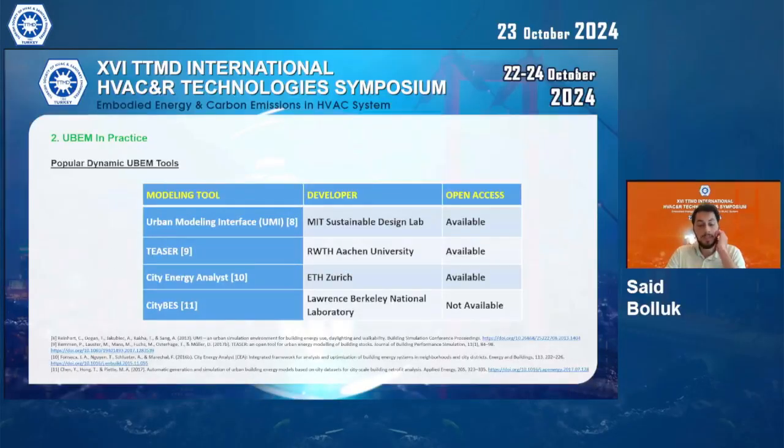So I want to talk about several common dynamic modeling tools in urban building energy modeling. These models are either available for open access or not. For example, the urban modeling interface, TEASER, and City Energy Analyst are open for public access, while CitySim is not. And I want to talk a bit about the urban modeling interface from the MIT Sustainable Design Lab, since UMI is a highly regarded modeling tool to develop energy and carbon reduction strategies through retrofitting and integrating photovoltaic systems. So therefore, we focused on the utilization of UMI with a few examples.